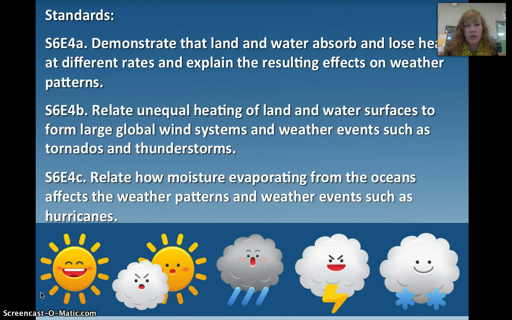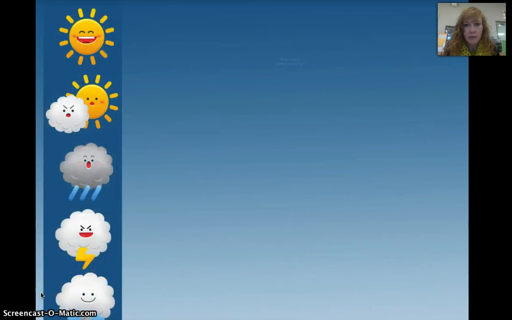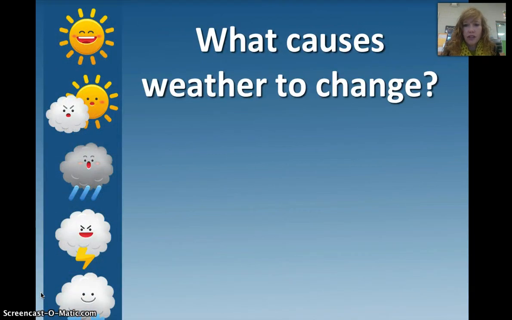So this goes along with the same standards we've been working on, S6E for A, B, and C. I'm not going to read those again, but they're there on the screen. So we're going to first look at what causes weather to change. And as you know, you're not taking any notes right now. You will be doing a foldable to go in your notebook at the end, but you won't be doing that as you're watching. You can refer back to this video as much as you need to, though, when you're making that foldable.